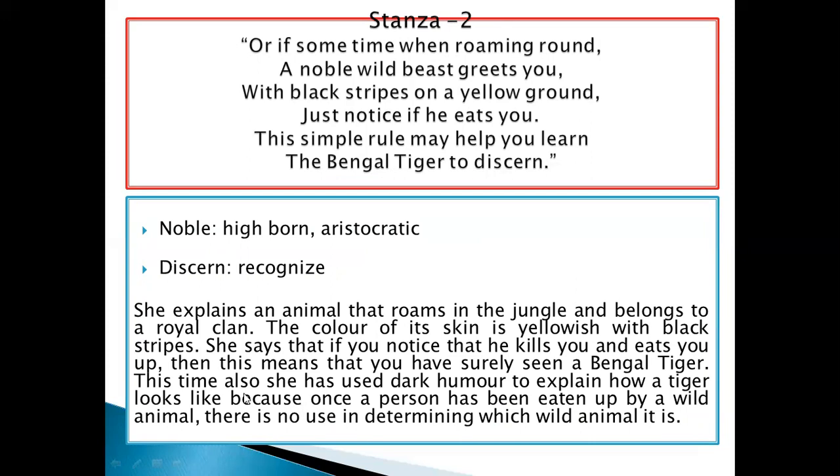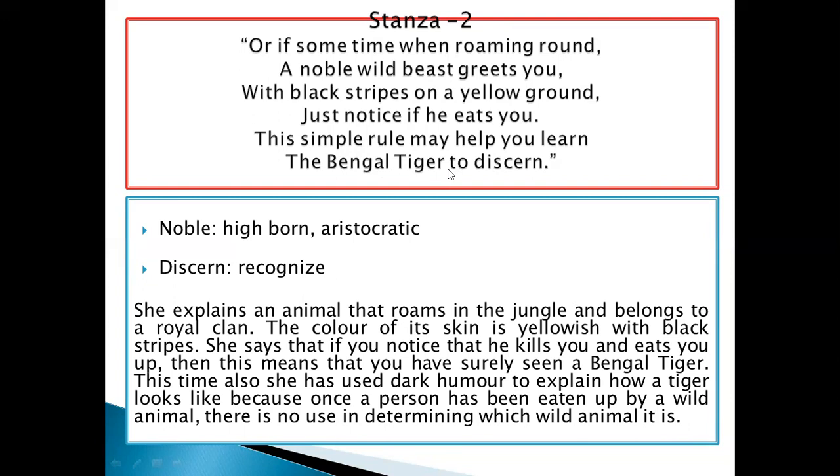So here, first of all, noble. Somebody who is noble may belong to an aristocratic family, or is high born, or a person who has a status in society. So here, the Bengal tiger to discern, you can recognize. Discern means you can recognize. She explains that an animal that roams in the jungle and belongs to a royal clan, a royal family, is none other than a Bengal tiger. And the second thing to identify is that the color of its skin is yellowish with black stripes. She says that if you notice that he kills you and eats you up, then this means you have surely seen a Bengal tiger.